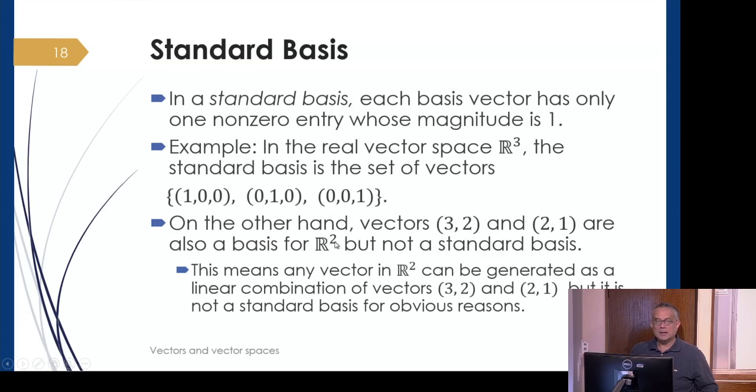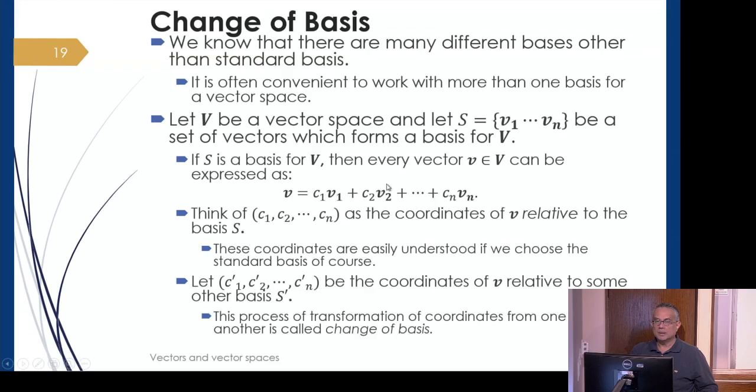If you take the plane R2, then you have vectors 3, 2 and 2, 1. They are a basis, and you can convince yourself of this in the two-dimensional world. So any vector in R2 can be generated as a linear combination of vectors 3, 2, and 2, 1, but it's not a standard basis because it does not satisfy this property at the top of the slide. But then you can change from one basis to another. Algebra allows you to do that.